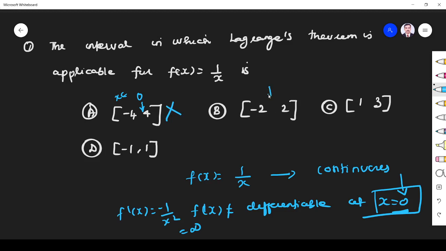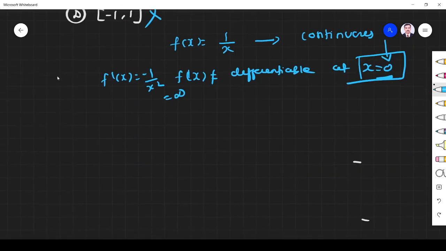Minus 2 to plus 2, here also x equal to 0 is there, so wrong answer. 1, 2, 3, there is no x equal to 0. This is the right answer. Minus 1 to plus 1, here also 0 comes in between them, so at this point the function is not differentiable, right? So C is the right answer.